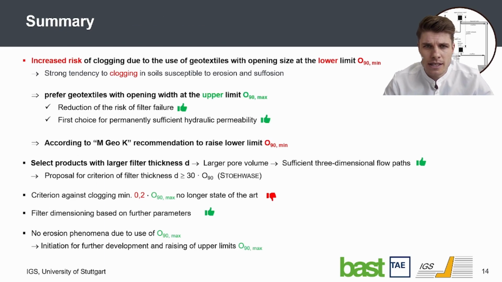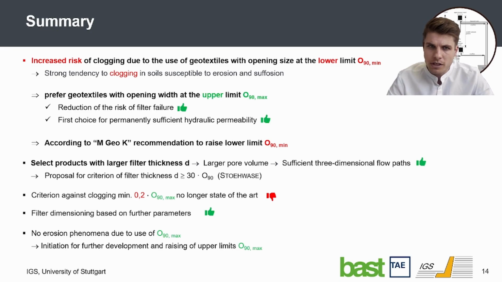The filter tests carried out demonstrate very clearly the increased risk of colmation resulting from the geotextiles at the lower limit of O90 min. Particular danger arises from erosion, suffusion-prone soils with a strong tendency to clogging. Therefore, geotextile near the upper limit of O90 max should always be the first choice for permanently sufficient hydraulic permeability and to reduce the risk of filter failure.